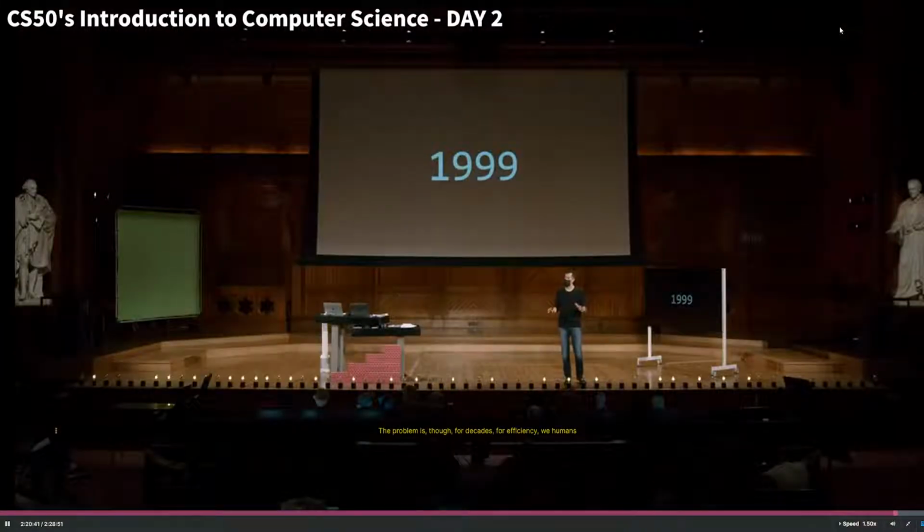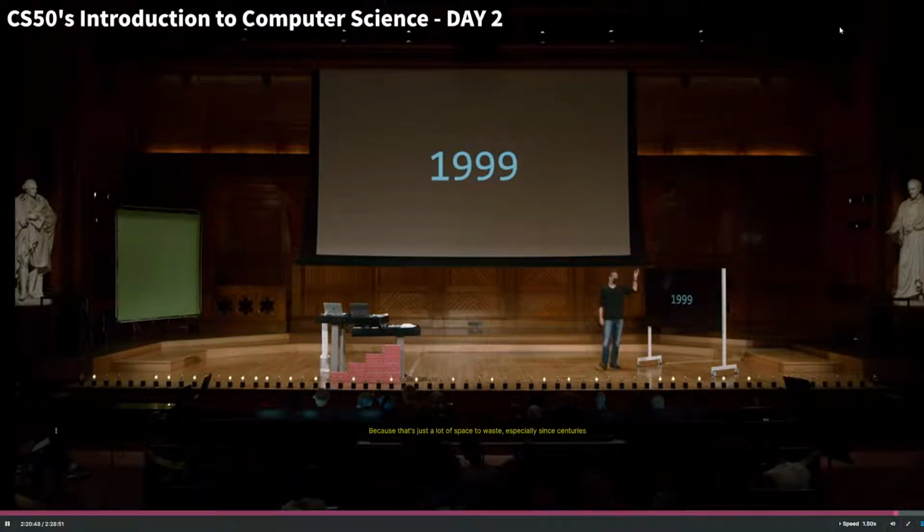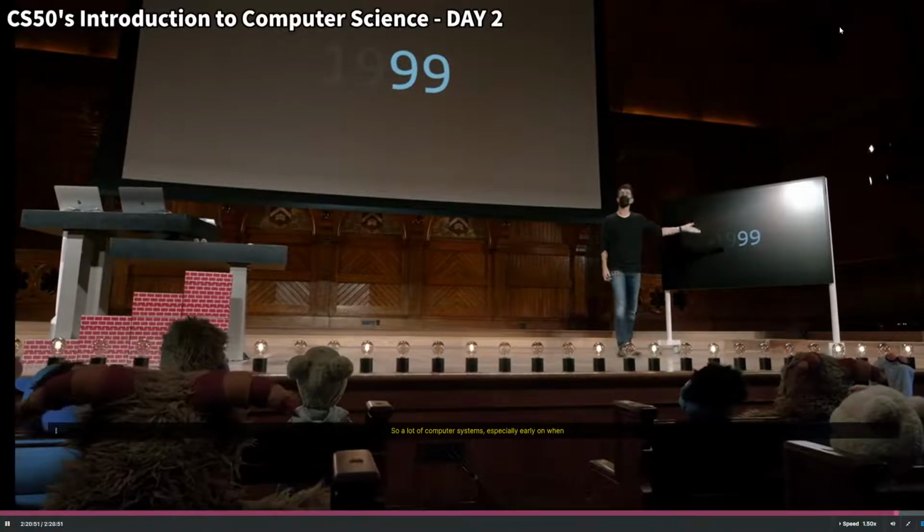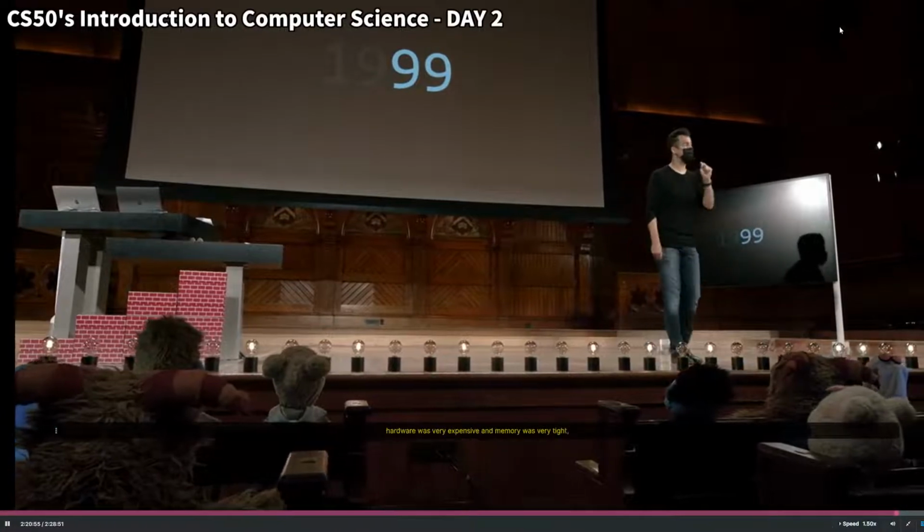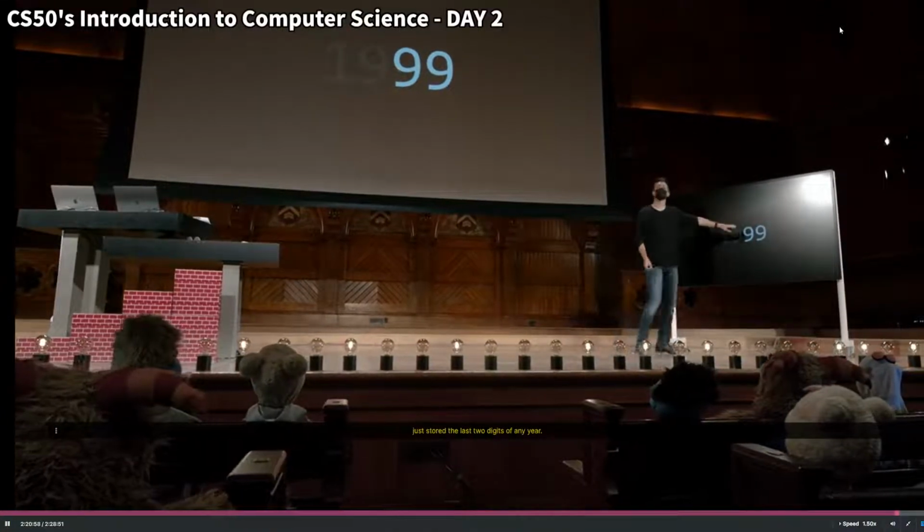The problem is, though, for decades, for efficiency, we humans were honestly in the habit of not storing years as 4 digits. Why? Because that's just a lot of space to waste, especially since centuries don't happen that often. So a lot of computer systems, especially early on, when hardware was very expensive and memory was very tight, just stored the last 2 digits of any year.